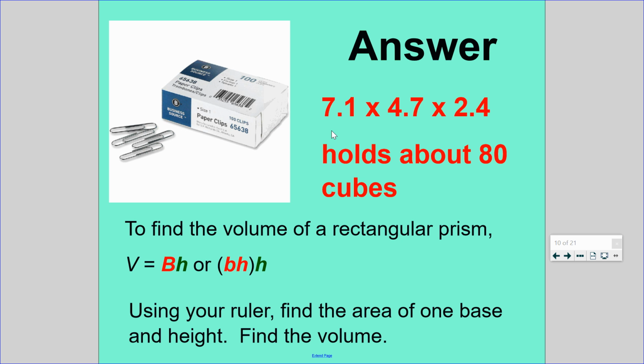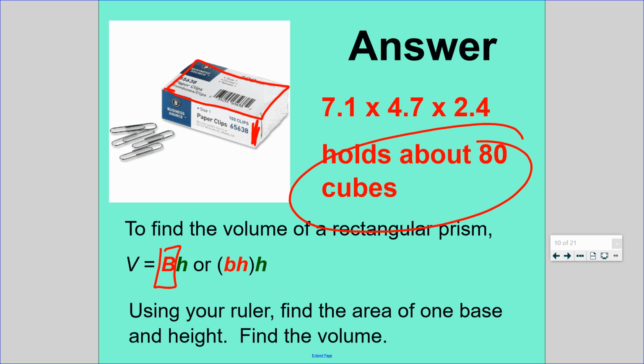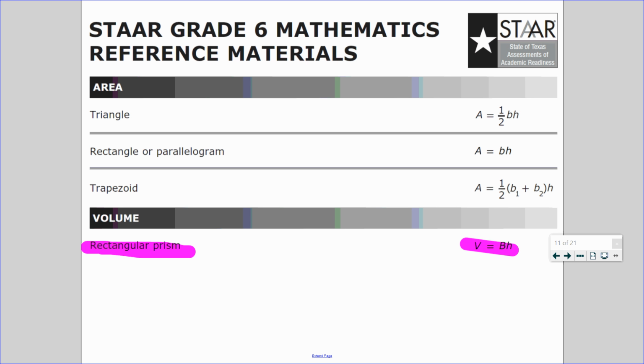So the area of the base is 7.1 times 4.7, then times 2.4. So it holds about 80 cubes. So 7.1 times 4.7 times 2.4 is about 80. And that is what we're going to be learning today. So right here, you're given a math formula called capital V equals capital B H. So capital B is telling you the area of the base. What shape do you see? And since we are talking about rectangular prism, we draw a rectangle around it.